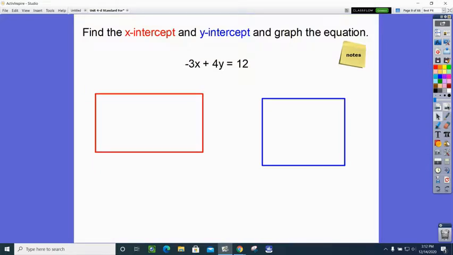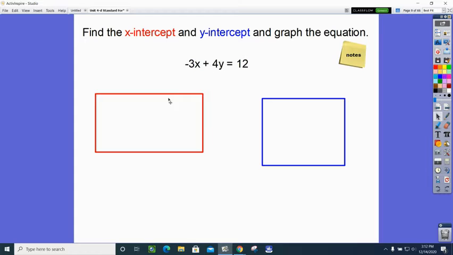Let's do another one here. So here is one for you to do. Find the x and y intercepts, and then we're going to graph it. So again, you're going to need some coordinate graph paper, your notes page, whatever, so that you're working with me as we go through these. Okay, so what is the x-intercept?